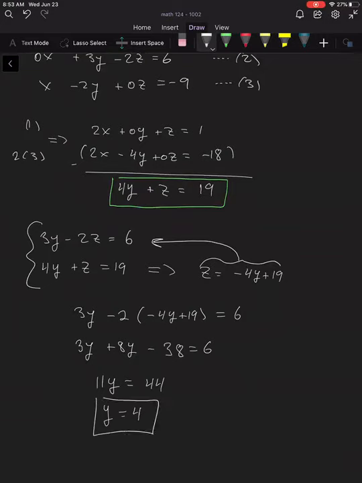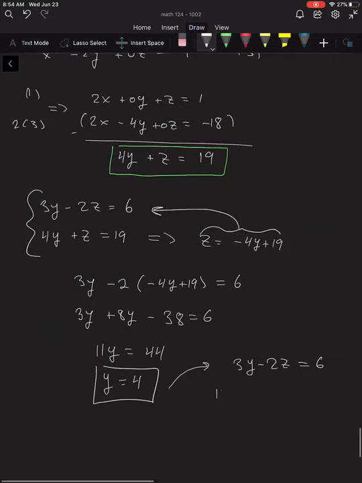And then what we do is we take either one of these equations and plug y is equal to 4 into them. So let's take that top equation, 3y minus 2z is equal to 6. Plug y is equal to 4 into here. We get 12 minus 2z is equal to 6, which is minus 2z is equal to minus 6, and z is equal to 3.